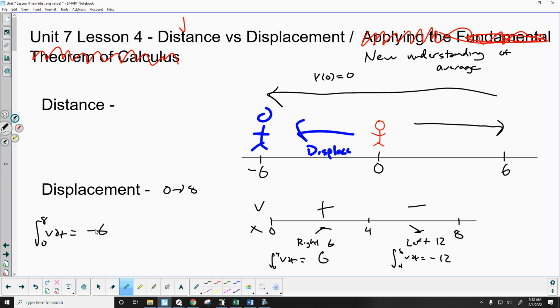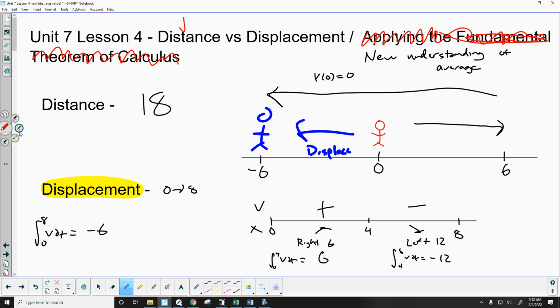What's the distance, though? What's the distance that the guy traveled? 18, right? And you guys naturally got that number because it's like, oh, if you go right 6 and left 12, well, 6 plus 12 is 18. Yes, distance does not care about direction. Velocity does. And displacement does. Yes, and that's why it's so important to understand what displacement means.